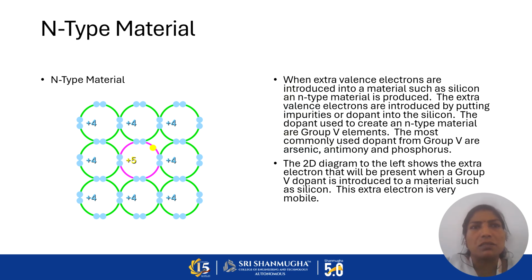Formation of PN junction. When P-type and N-type materials are joined together, a PN junction is formed. When they join, electrons from N side move to P side, and holes from P side move to N side. Due to this movement, a region is formed near the junction. This region is called the depletion region.